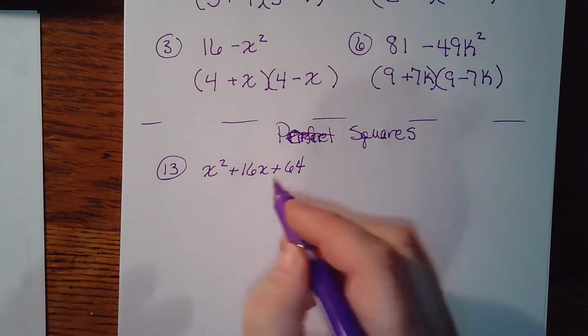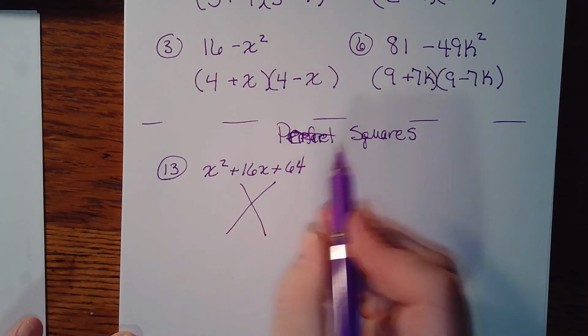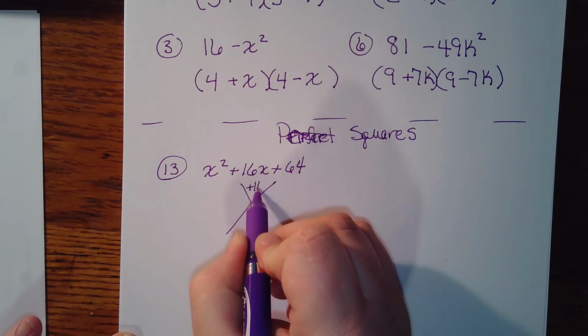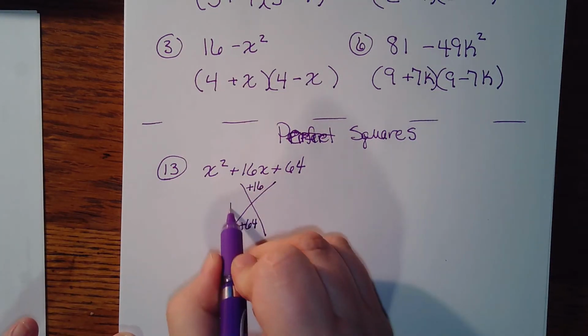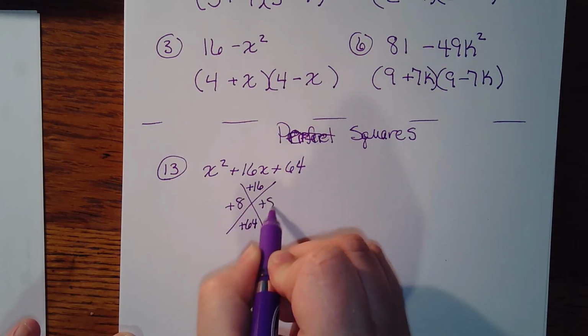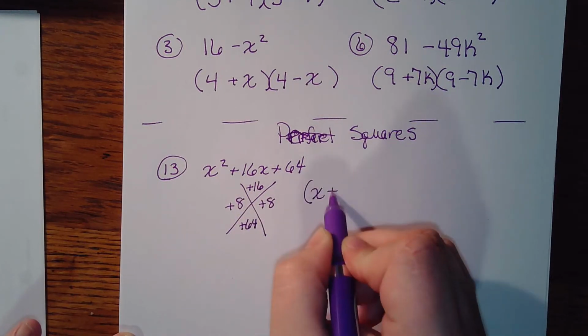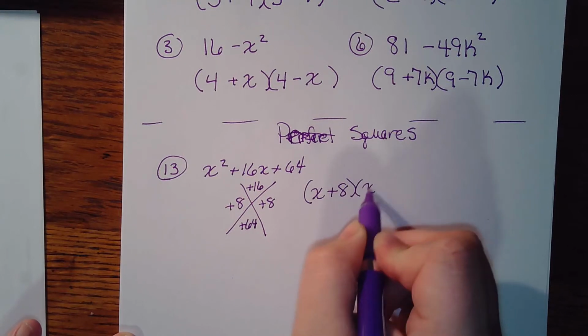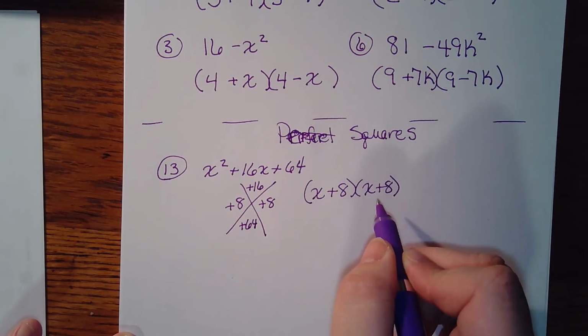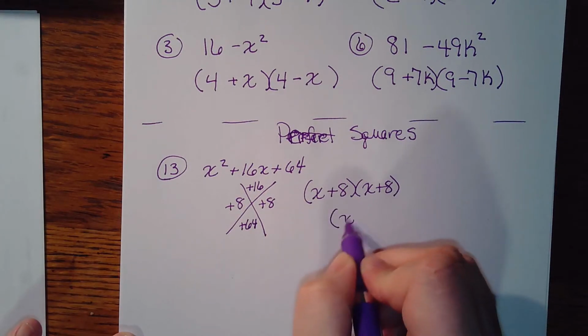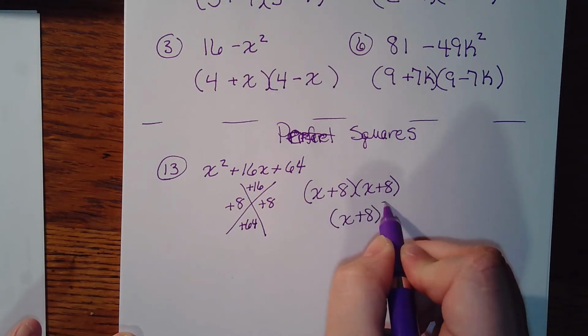These are easy to do the x factor. So yes, it's a positive 16. Yes, it's a positive 64. We just did this one. It's positive 8, positive 8. So you know your answer is x plus 8 and x plus 8. If they are exactly the same, then you write it as quantity squared, x plus 8 quantity squared.